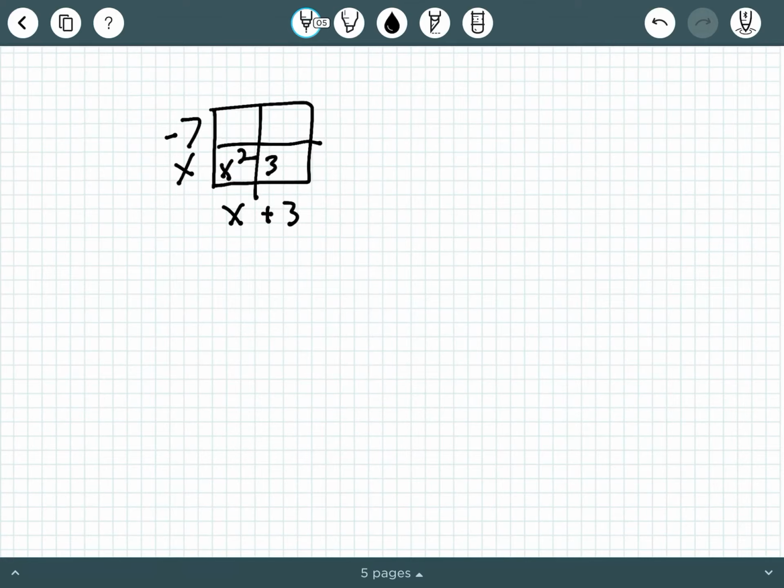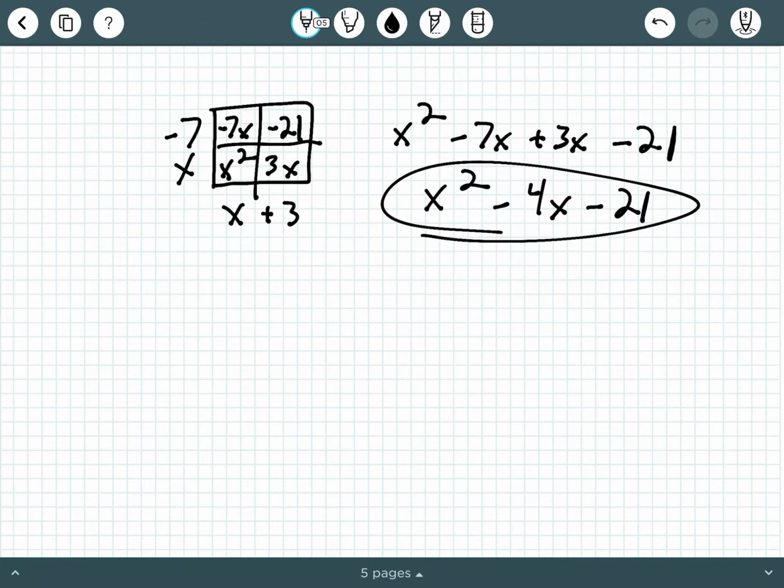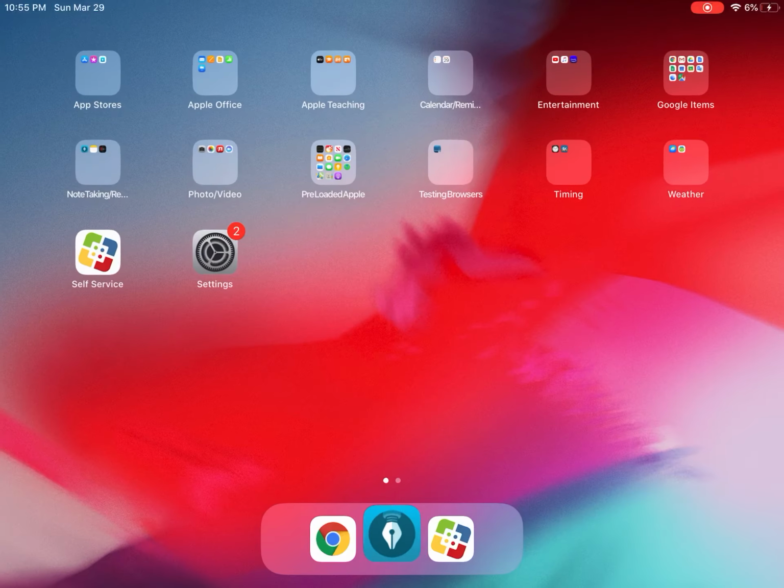3 times x will be 3x. Negative 7 times x is negative 7x. And 3 times negative 7 is negative 21. So that tells us we have x squared minus 7x plus 3x minus 21. And if we combine like terms, that gives us x squared minus 4x minus 21. So that would be what it looks like when we multiply that binomial. All right.